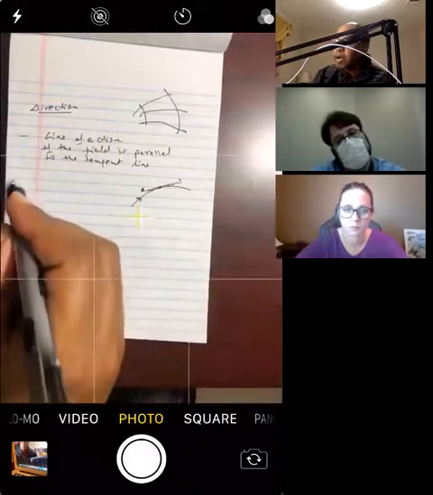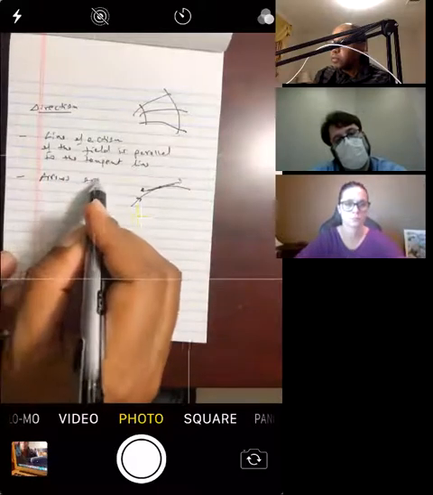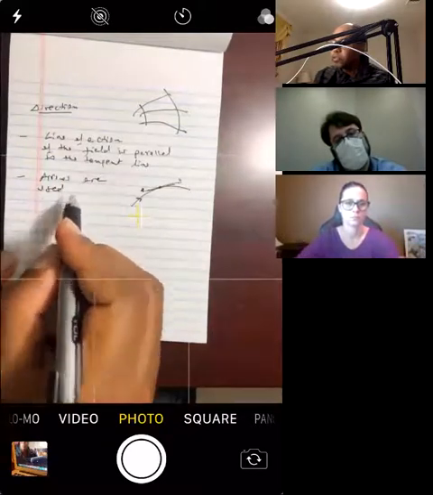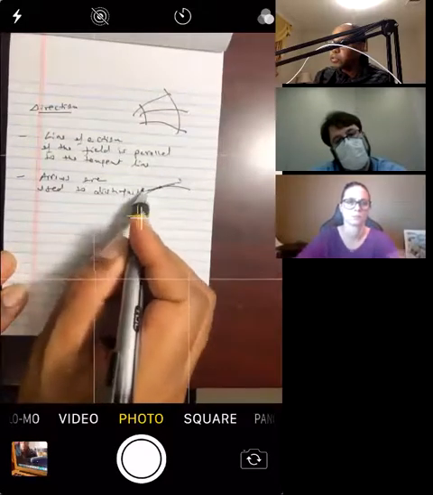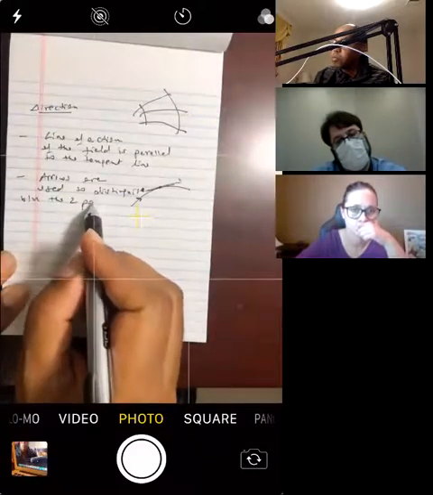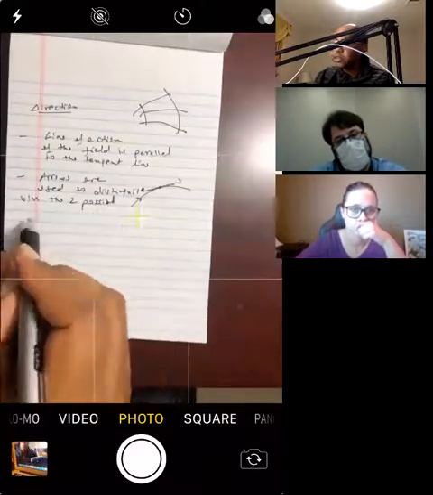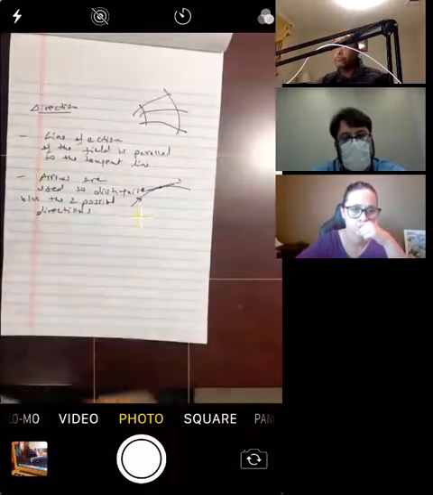Arrows are used to distinguish between the two possible directions. So with that, you can represent the magnitude and the direction of the field.